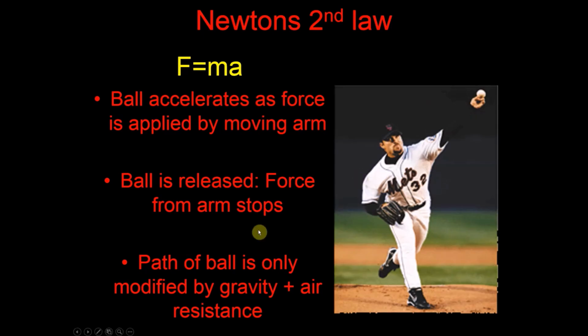So the force from his arm stops, and once he lets go of the ball, the only thing that's modifying the path of that ball is gravity pulling it down, and air resistance, which is acting against it, which we'll come to later. For all the examples I'm going to show here, let's not worry about air resistance right now.